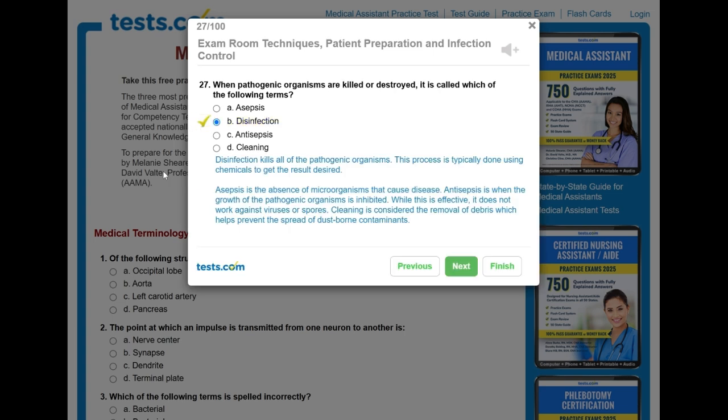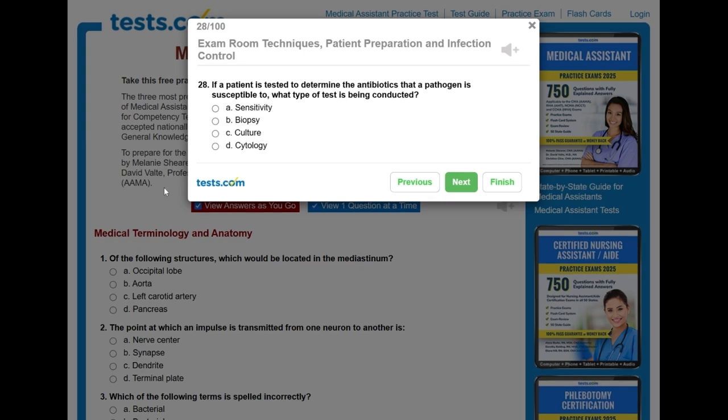B. Disinfection. Disinfection kills all of the pathogenic organisms. This process is typically done using chemicals to get the result desired. Asepsis is the absence of microorganisms that cause disease. Antisepsis is when the growth of the pathogenic organisms is inhibited. While this is effective, it does not work against viruses or spores. Cleaning is considered the removal of debris, which helps prevent the spread of dust-borne contaminants.